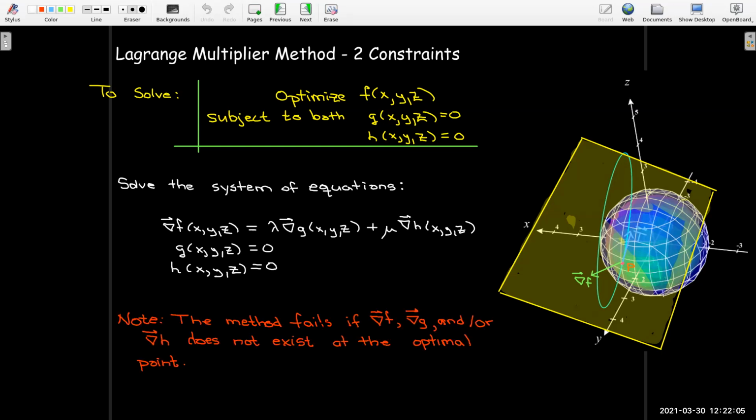And as before, the method will fail if the optimal value is at one of the points where the gradient of f, the gradient of g, and or the gradient of h does not exist.